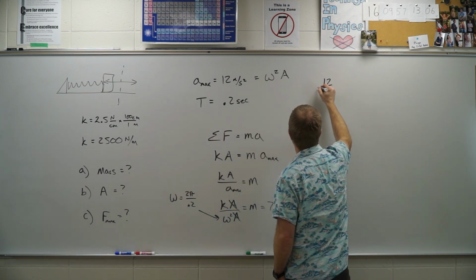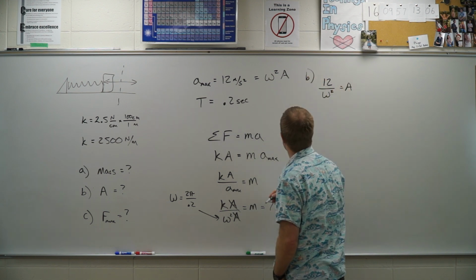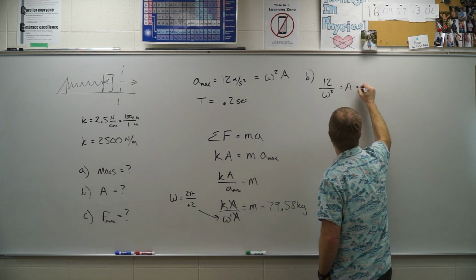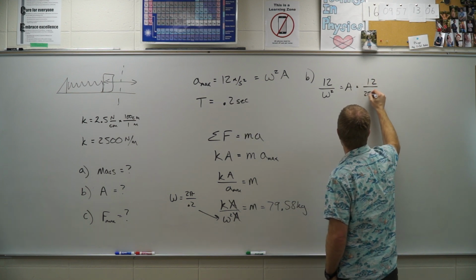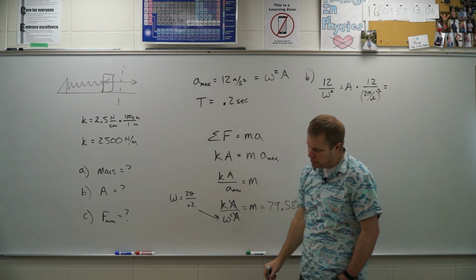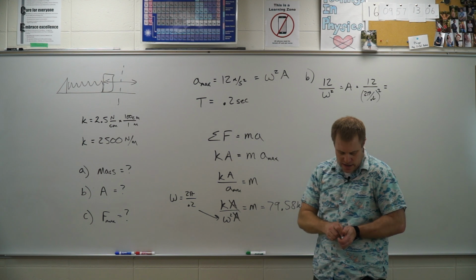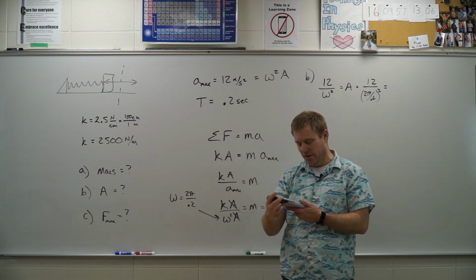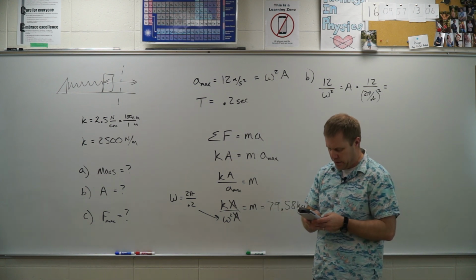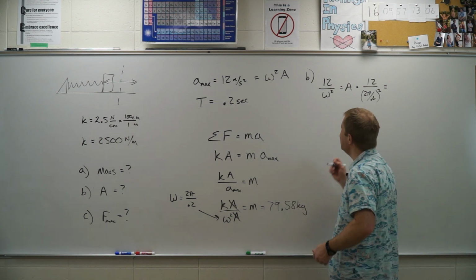So I have 12 divided by omega squared, which will tell me my amplitude, so that's how I find part B. I can do 12 divided by (2 pi divided by 0.2) quantity squared. This gives me an amplitude value of 1.2 over pi. Let's type that in a calculator and get a value here. 1.2 divided by pi, I get 0.38 meters.